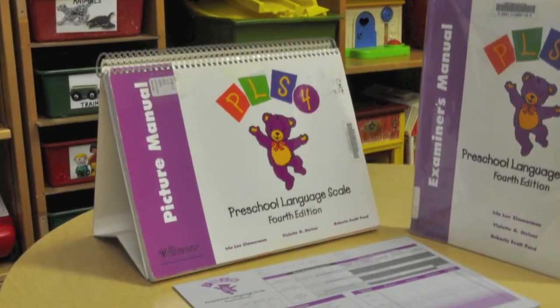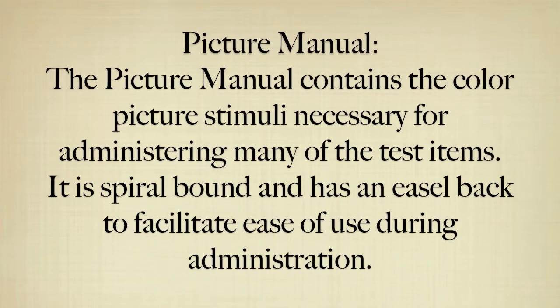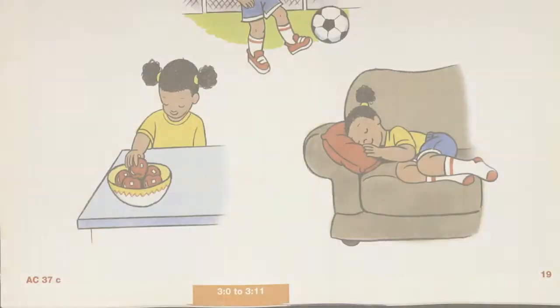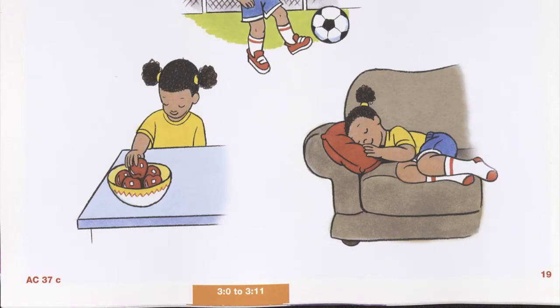Picture manual. The picture manual contains the color picture stimuli necessary for administering many of the test items. It is spiral bound and has an easel back to facilitate ease of use during administration. This is an example of the pictures from the picture manual.